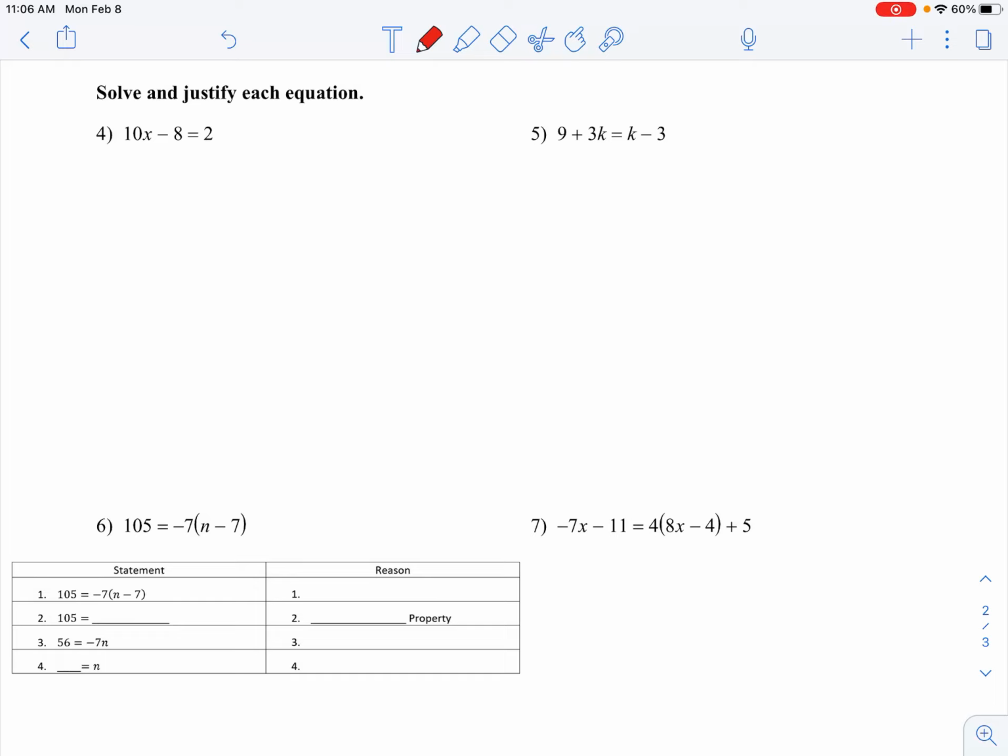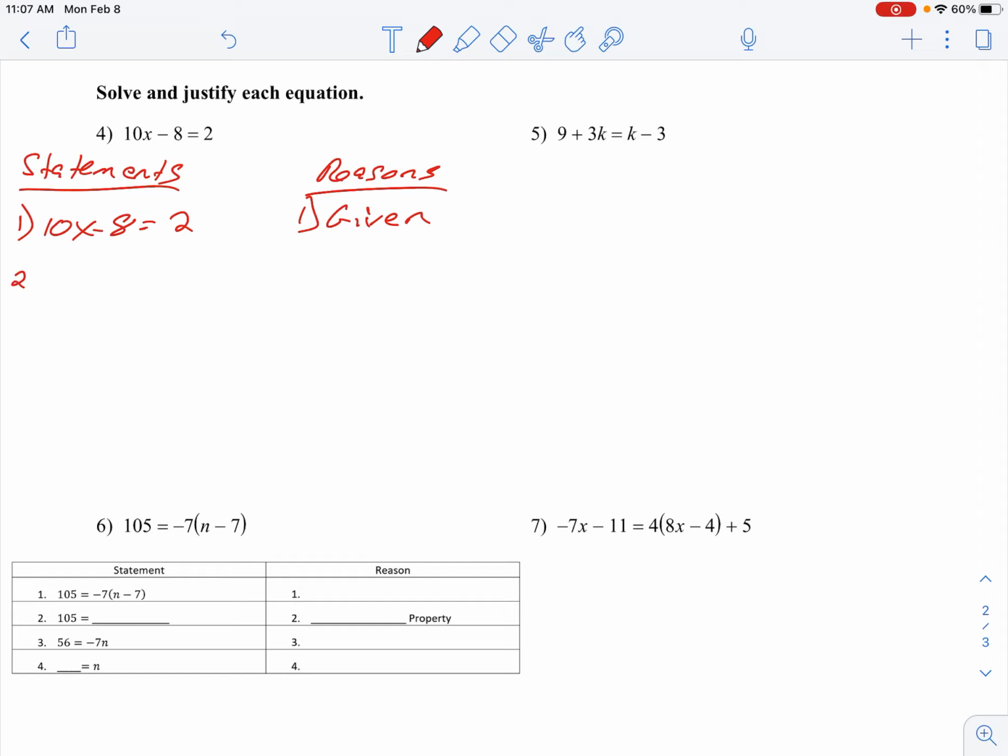Okay, for number 4, we do want to solve and justify. So to create my 2 columns here, we call our first one statements, and then our other one called reasons. The first step in the statements is going to be you sliding down the actual equation. The reason for that is I've got to give you an equation to solve. As we were saying in class, that's called our given. Now let's solve it out.